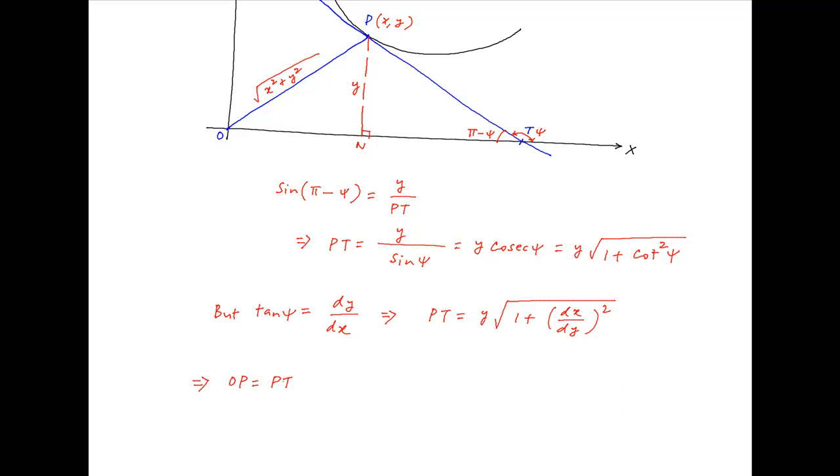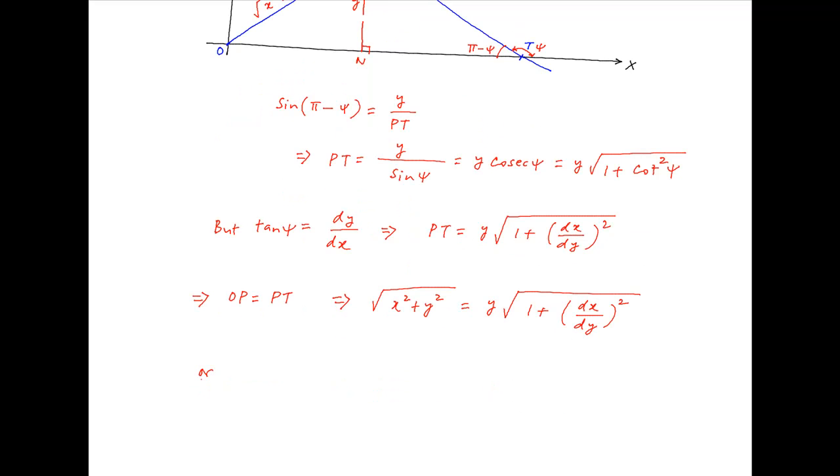Now we are given that OP is equal to PT, which implies that square root of x square plus y square is equal to y times square root of 1 plus dx upon dy whole square. Taking the square of both sides, we get x square plus y square is equal to y square times, in brackets, 1 plus dx upon dy whole square.